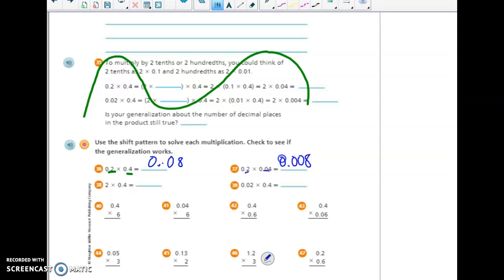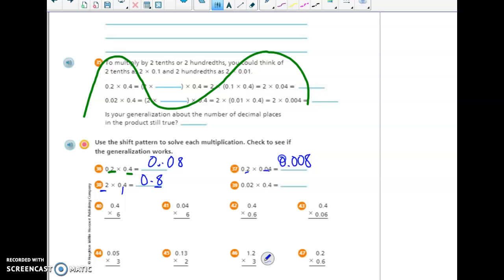Okay, let's go on to number 38. You've got 2 times 4/10. Well, 1 times 1/10 would be 1/10. 2 times 1/10 would be 2/10. 2 times 4/10 would be 8/10, 0.8. Okay, if you just look at the decimals in there, 0 decimal places in that 2, 1 decimal place here, 0 plus 1 is 1, there's 1 decimal place in my answer.